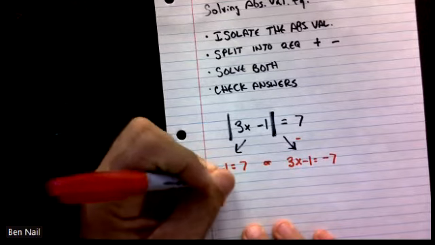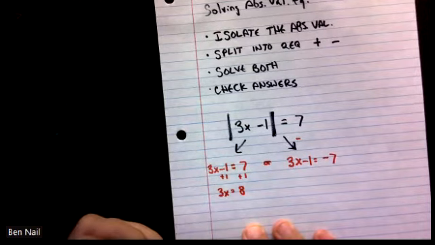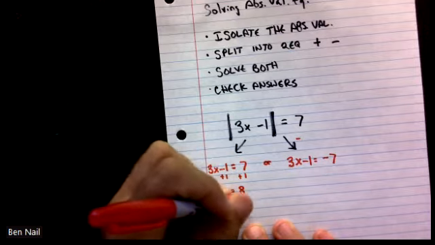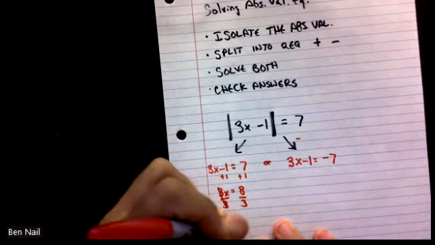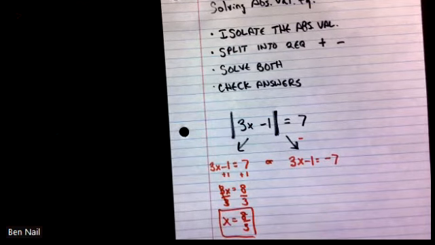So to get rid of the -1, we add 1. So 3x equals 8. Divide by 3. x could equal 8/3. Now, my math lab likes fraction answers. If you want to change that into a decimal, I think that's fine, but I don't think my math lab likes rounding, so I would just leave it as a fraction.